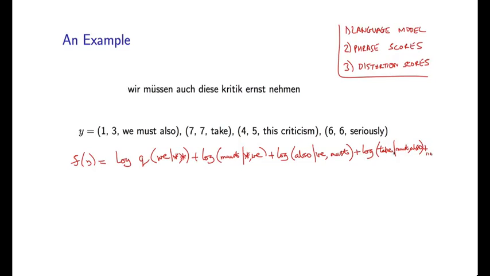This is because under this derivation, the translation is we must also take this criticism seriously. And so I have basically a sum of terms. In each case, I take the trigram parameter, I take its log, and I sum together all of these logs. Okay, so that's the language model score.